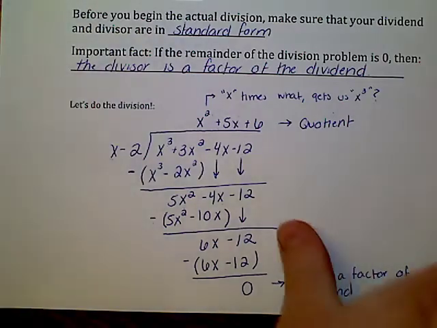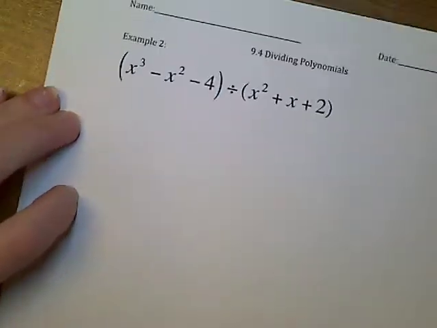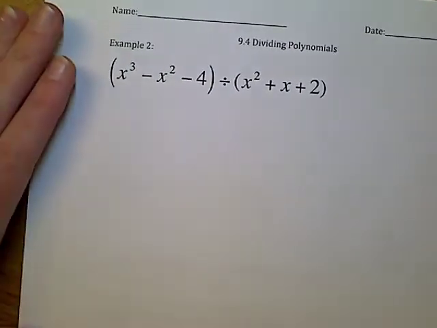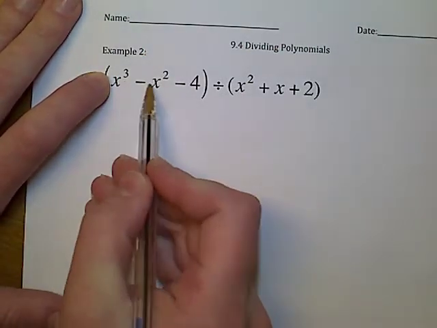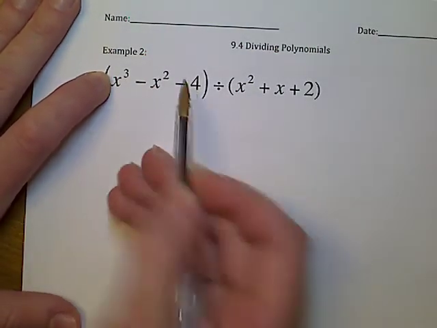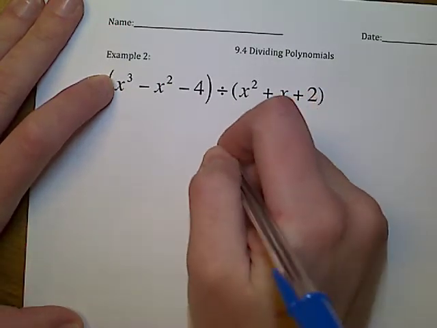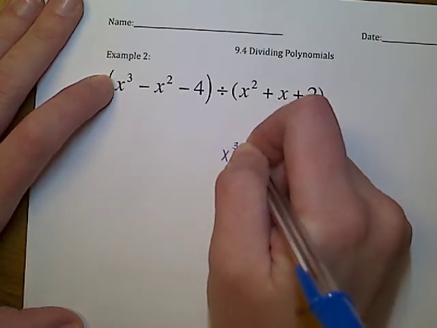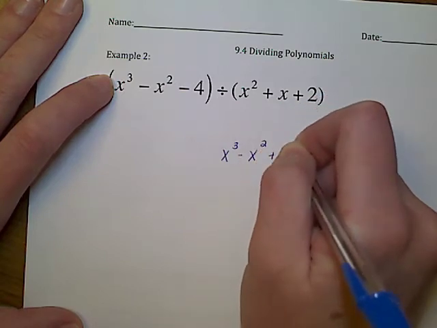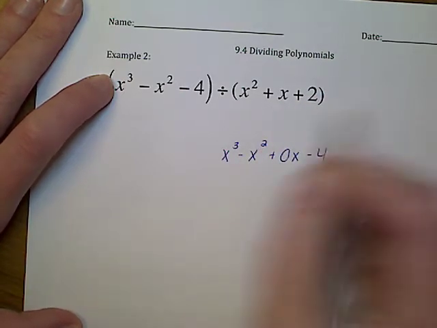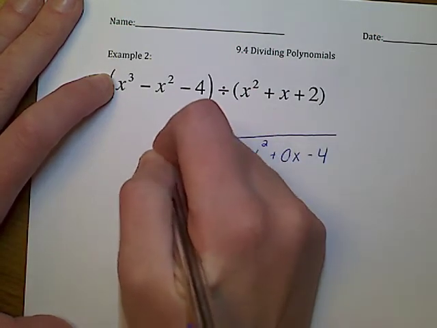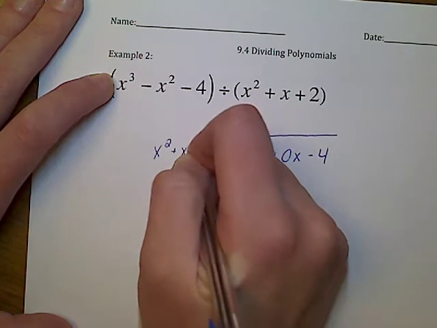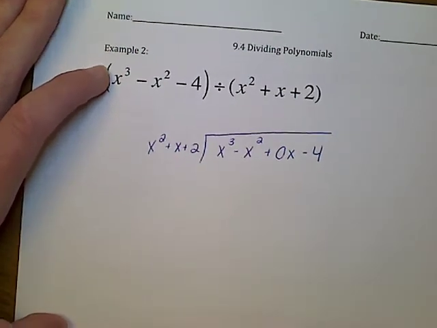Okay, let's flip this over. We've got one more practice problem to do. And this one's a good one because we need some placeholders for 0. My dividend goes from x cubed to x squared right down to 4. It's like I don't have an x term, so I'm going to put that in. x cubed minus x squared plus 0x minus 4. Now, that dividend looks complicated, but this division problem actually won't be that bad.